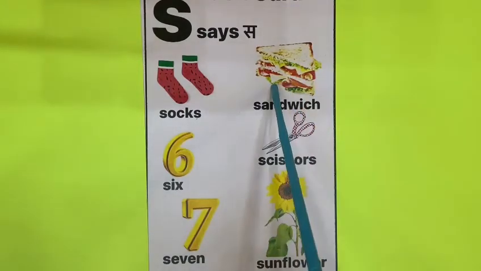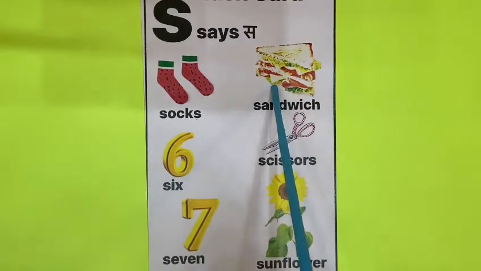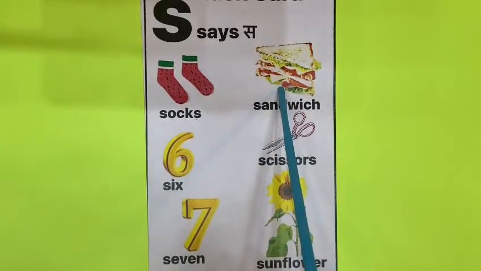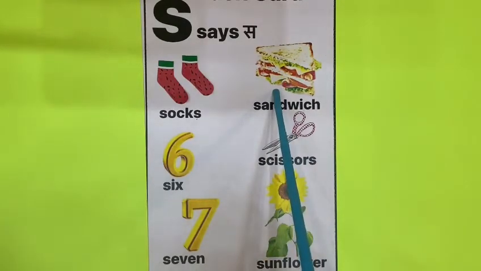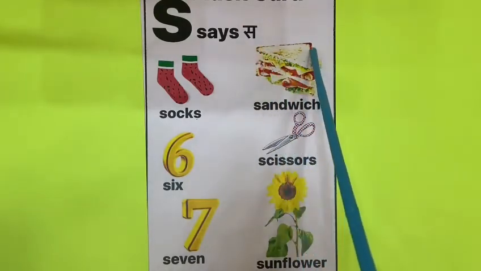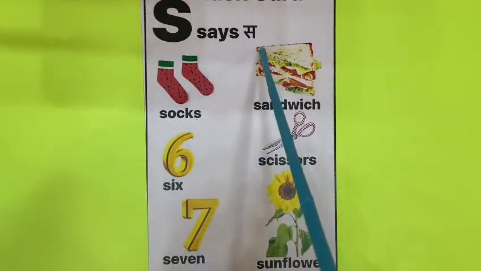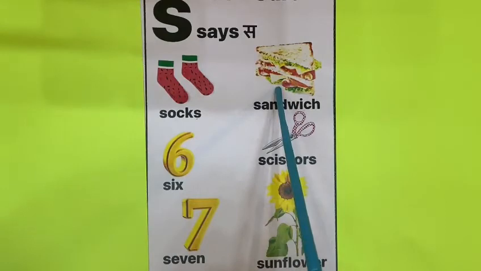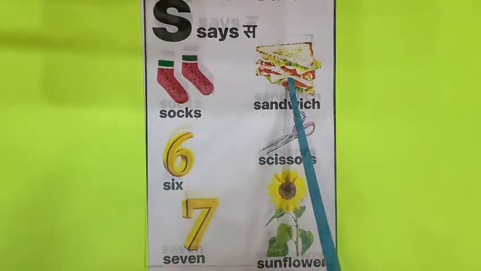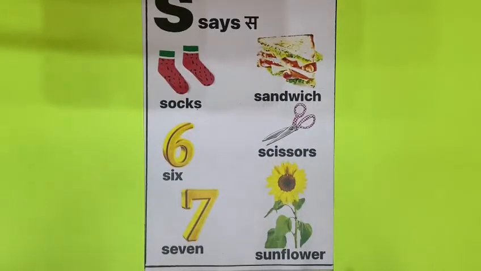Children, this is the picture of a sandwich. Children, look carefully and tell me the shape of the sandwich. Yes, it is triangle. Very good, children. Children, please repeat after me. Sir, sandwich.